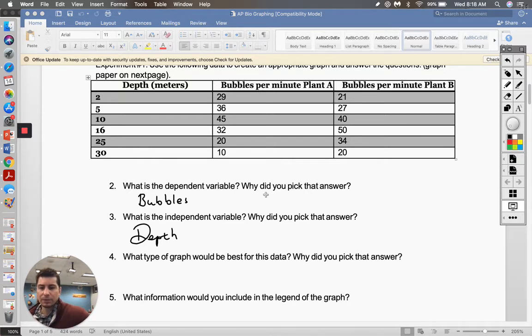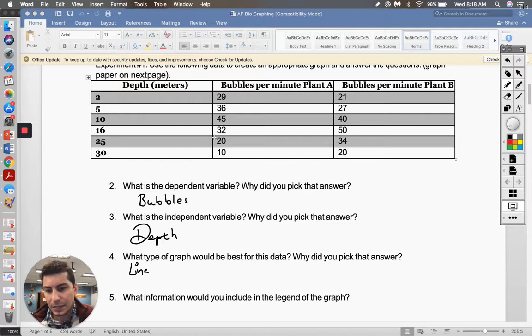What type of graph would be best for this data? Well, if you guys look here, it shows that as we change the depth, our number of bubbles is also changing. I would do a line graph for this. I think that one would be best because we'll be able to see that change, and we only have bubbles that we're dealing with. It's only one thing we're dealing with. So I think a line graph would be best.